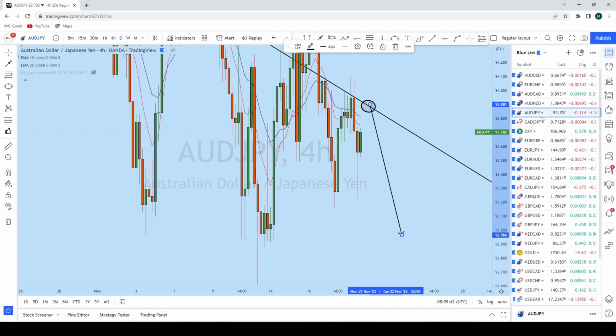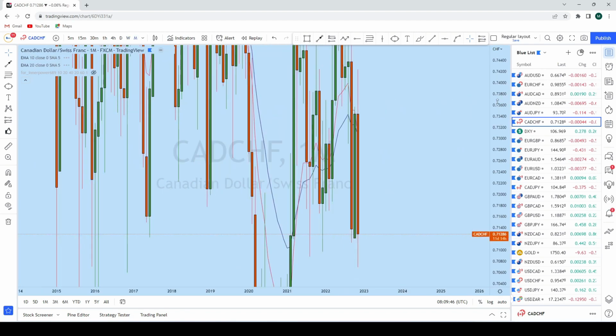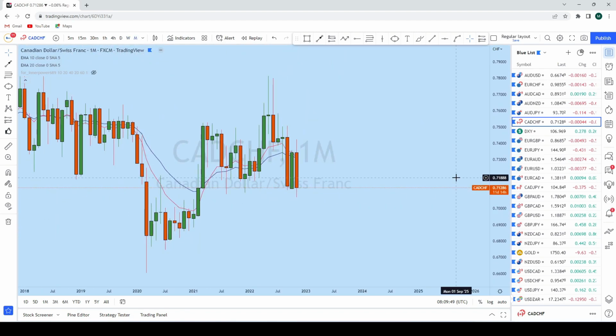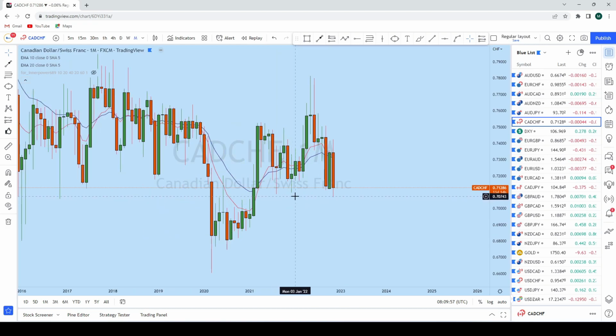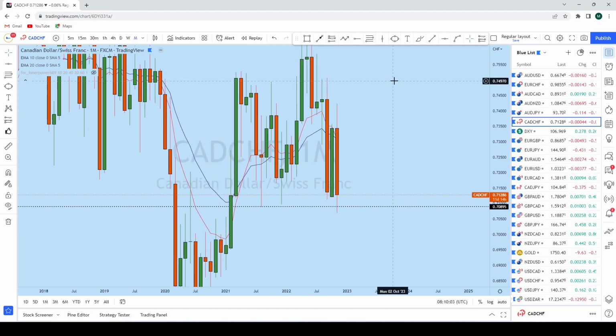Now let's look at CADCHF, starting with the monthly time frame to see the bigger picture. Now we see CADCHF on the monthly perspective, this is the monthly candle, this is the last week of the month, and what we see is that the price came back down, penetrated this important support zone, and from that support we have seen a strong bounce to the upside on CADCHF.